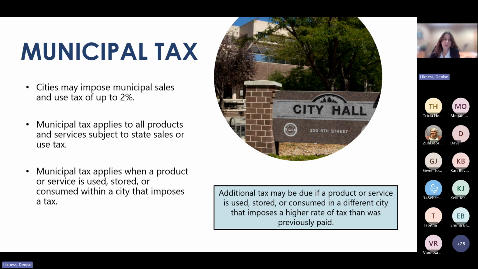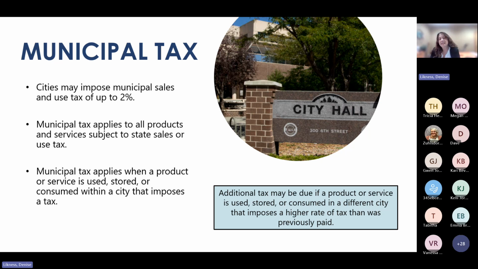The city tax does apply to all products and services that are subject to the state tax. So if you buy something in the state within Watertown city limits, it's going to be subject to the city tax too. City tax applies when a product or service is used, stored, or consumed within the city that imposes that tax. We do have city tax guides on our website, and it is updated every 6 months, where you can either pull it up or print it out. There are spreadsheets and templates to upload into ePath when you're filing the returns. They're all right in there, and it's all drop down boxes, and it has all of the city taxes.